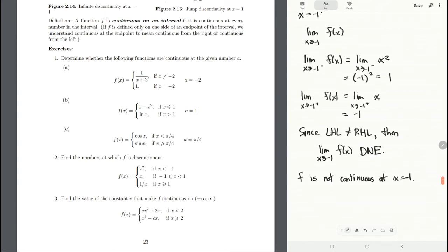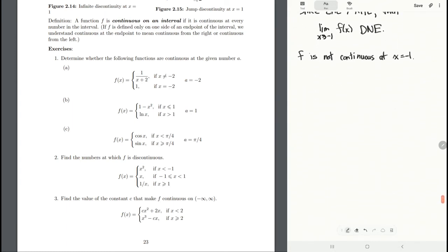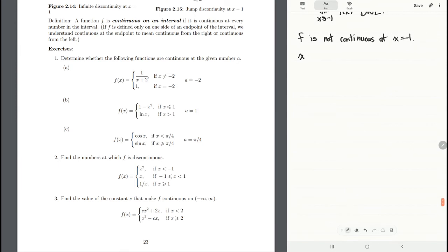So now let's check the conditions for continuity at x = 1. First, let's look at the two-sided limit as x goes to 1. Again, because our function f of x is defined differently if we approach 1 from the left or from the right, we will need to look at the one-sided limits separately. So let's have a look at the left-hand limit to 1.